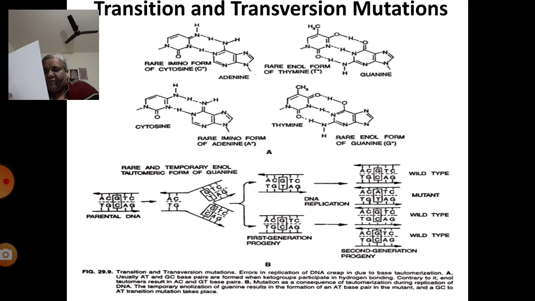This is what happens in transition. In B, mutation as a consequence of tautomerization during replication of DNA, the temporary enolization of guanine results in the formation of AT base pair in the mutant and a GC to AT transition mutation takes place, right? So, you can see what happens exactly at the molecular level.